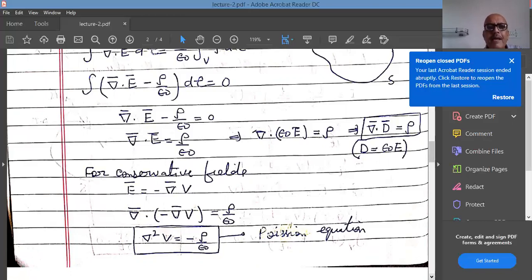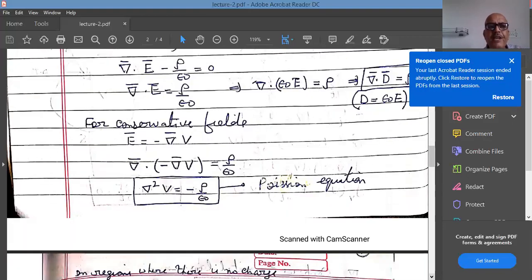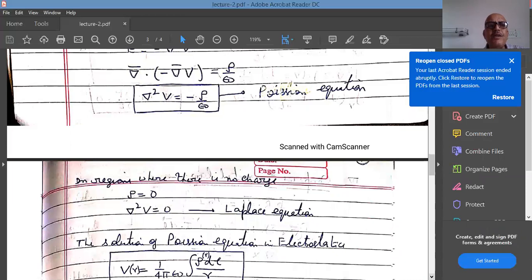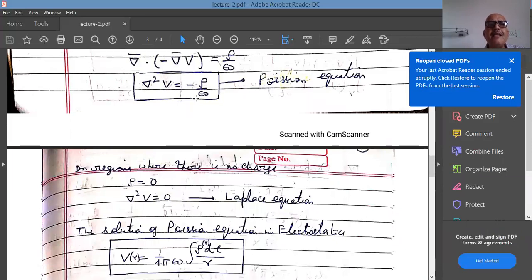Suppose we want to apply the same equation in a charge-free region. If the charge density is equal to 0, then the right-hand side becomes equal to 0, and the same equation, del square V equal to 0, is called Laplace equation. Both the Poisson and Laplace equations are very important in electrostatics.